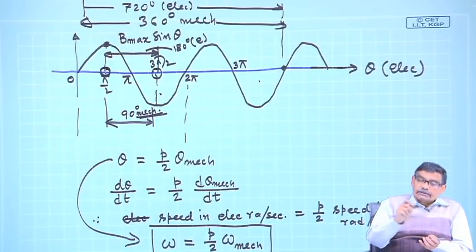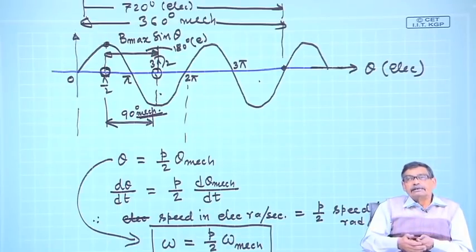Therefore, a conductor moving by 360 degree mechanical essentially means that you have moved the conductor electrically by 720 degree, and two cycles of EMF will be produced.